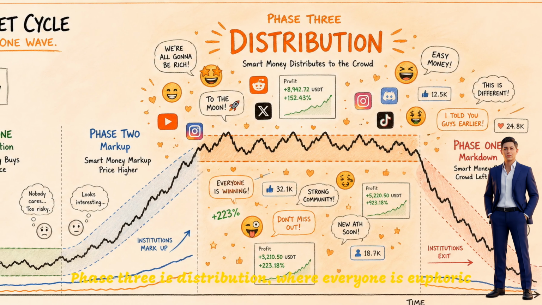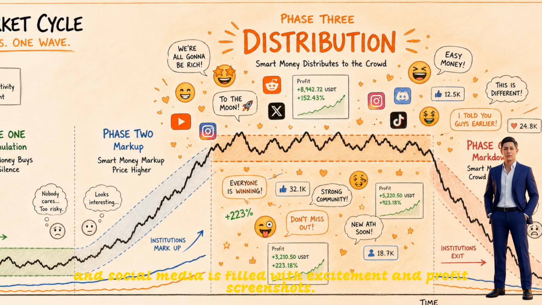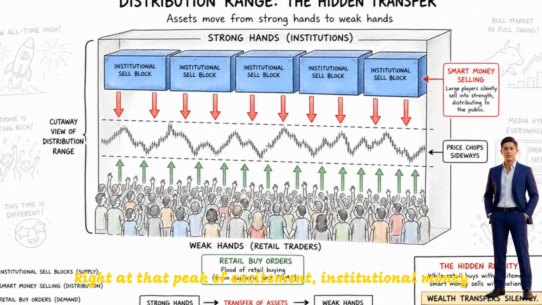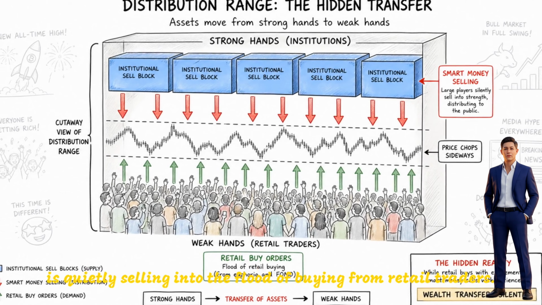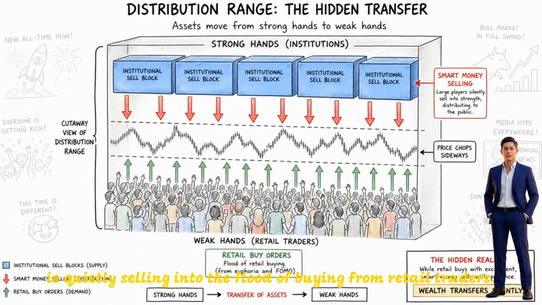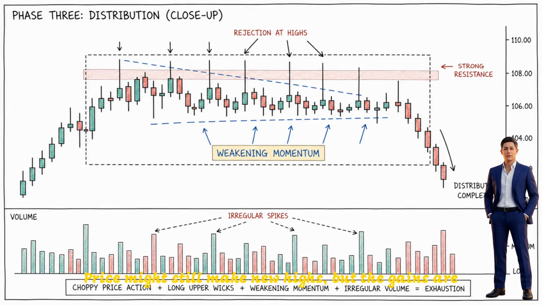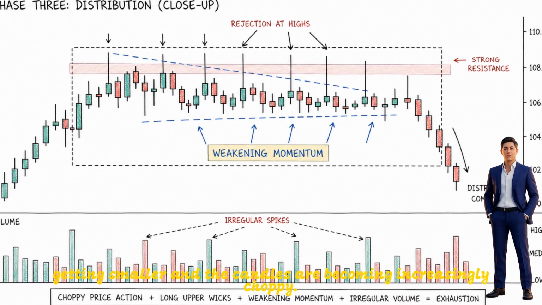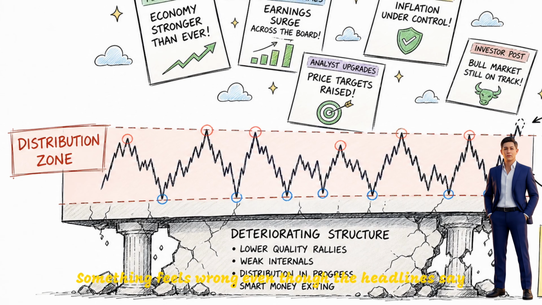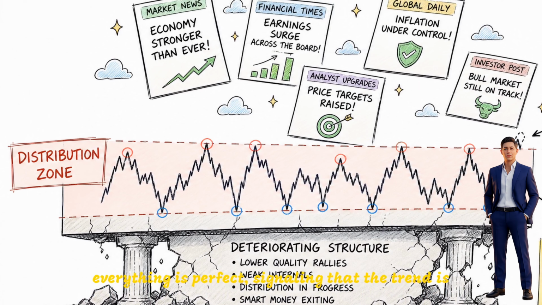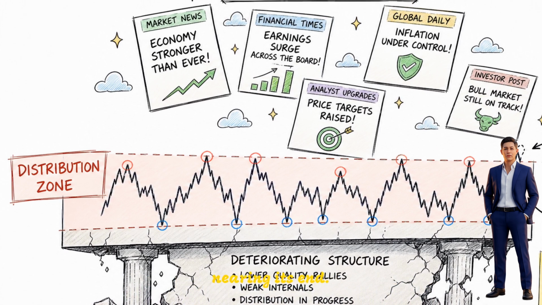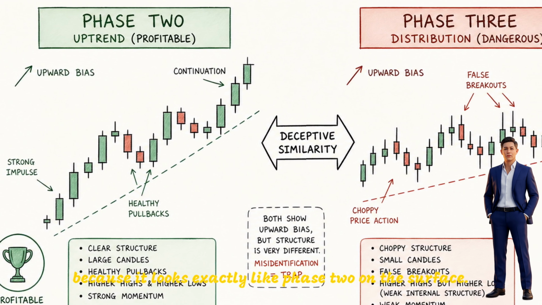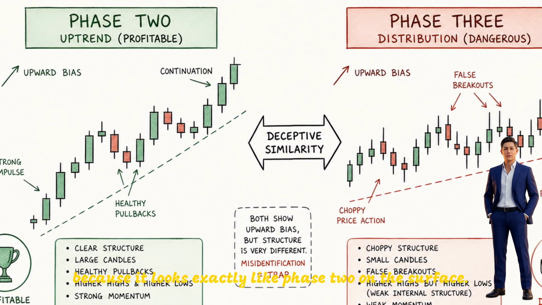Phase 3 is distribution, where everyone is euphoric and social media is filled with excitement and profit screenshots. Right at that peak of excitement, institutional money is quietly selling into the flood of buying from retail traders. Price might still make new highs, but the gains are getting smaller and the candles are becoming increasingly choppy. Something feels wrong, even though the headlines say everything is perfect, signaling that the trend is nearing its end. This is the most dangerous phase for retail traders because it looks exactly like phase 2 on the surface.